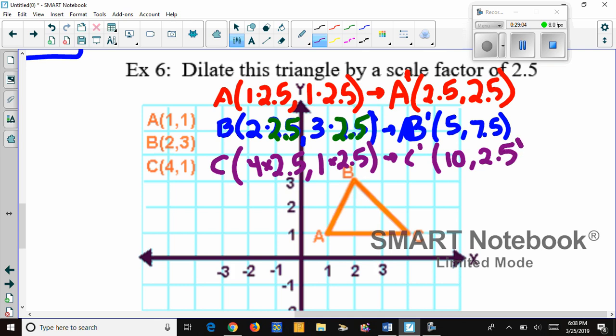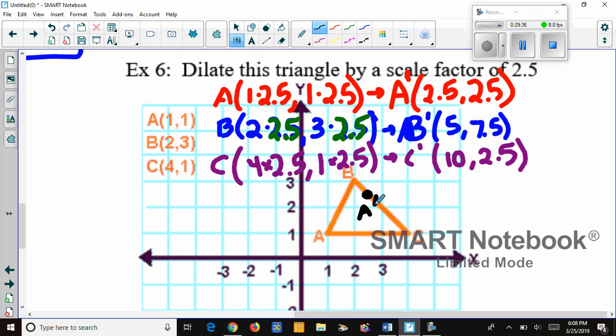Now, if you haven't noticed, this chart doesn't go to some of those numbers. So we're going to graph it the best we can. For A prime, for 2.5, that's 2.5. So I would go to the 1 to the 2, halfway in between, and then up the same number, and it's going to end up right here in the middle. That's A prime.